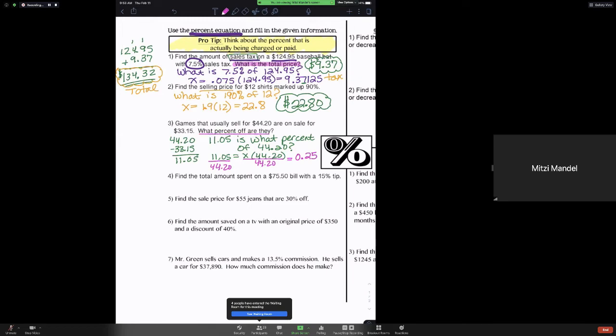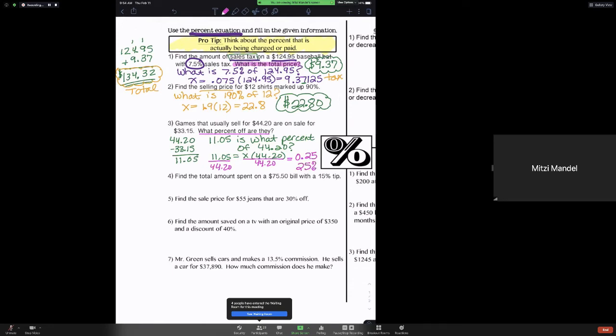So they want to know what percent off are they? I just realized if I hold my pen down, it makes a straight line. So what percent off are they? 1/4%? Right, 25%.